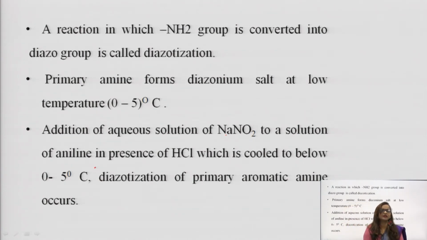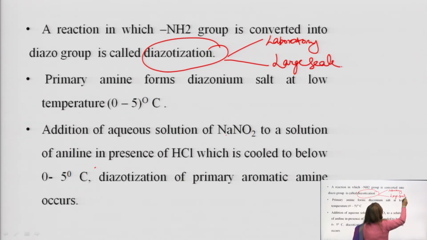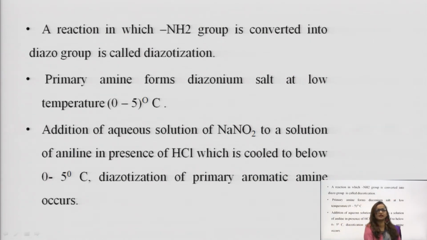So read it. A reaction in which the NH2 group is converted into diazo group. The same I am telling you, if the NH2 group converts into diazo group, or if you want to synthesize the diazonium salt, then you have to use this reaction. And what is this reaction? This is called diazotization, and this reaction is used on both platforms, laboratory as well as on the large scale. Manufacturers of diazonium salt use this concept, as well as if you are a student conducting any practical in your laboratory, if you want to prepare a diazonium salt, you have to follow the same method, in which the NH2 group is converted to diazo group. So, this reaction is used for both laboratory as well as on the large scale basis.